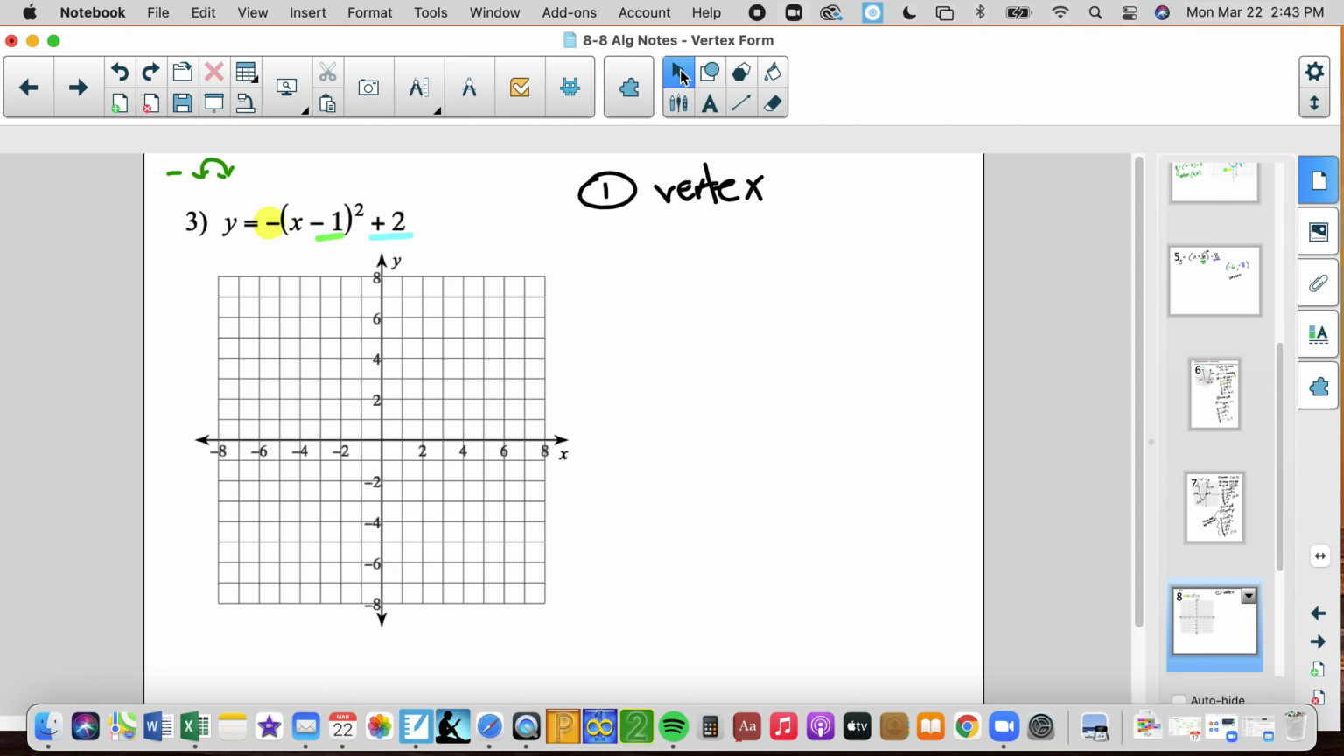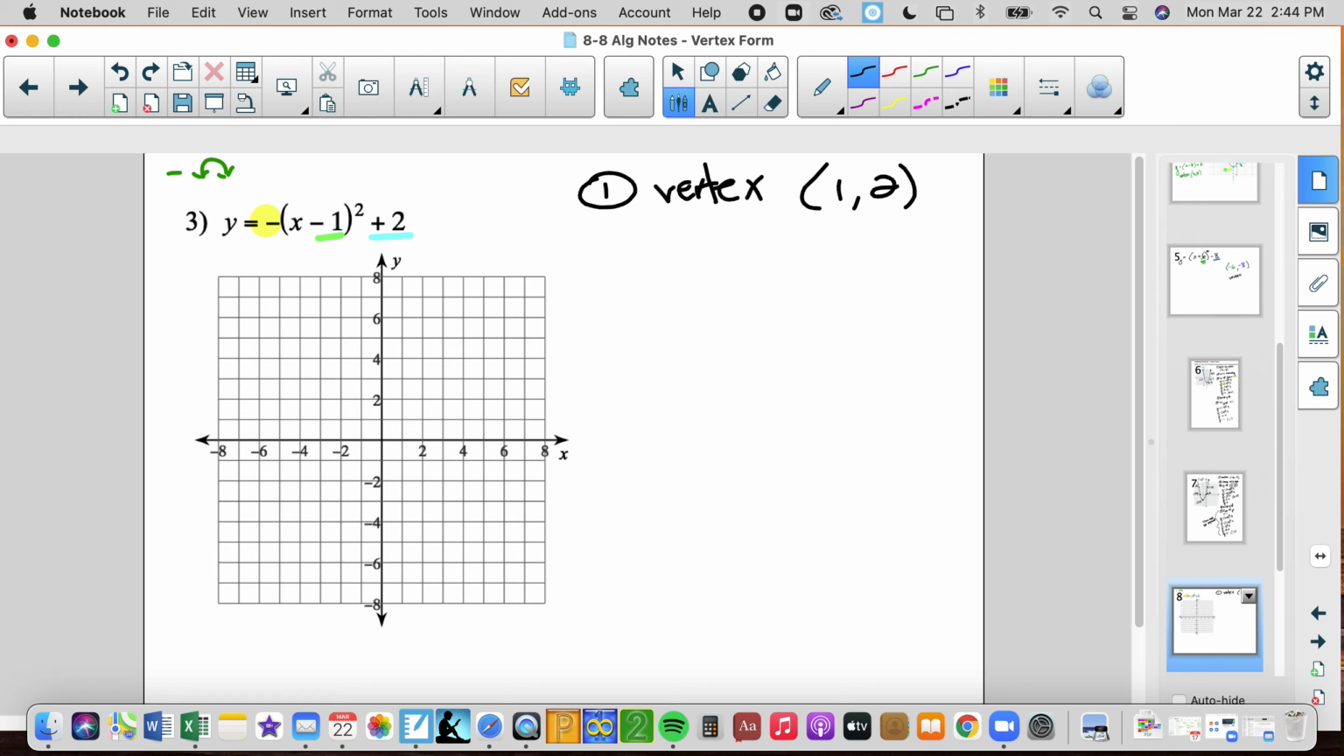So that still stays the same. Don't change anything else. All this negative outside does is tell you the shape of it. So the vertex is going to be 1, 2: 1 on the x, 2 on the y. We're going to label that point. We have the axis of symmetry. So the axis of symmetry is going to be where x equals 1.